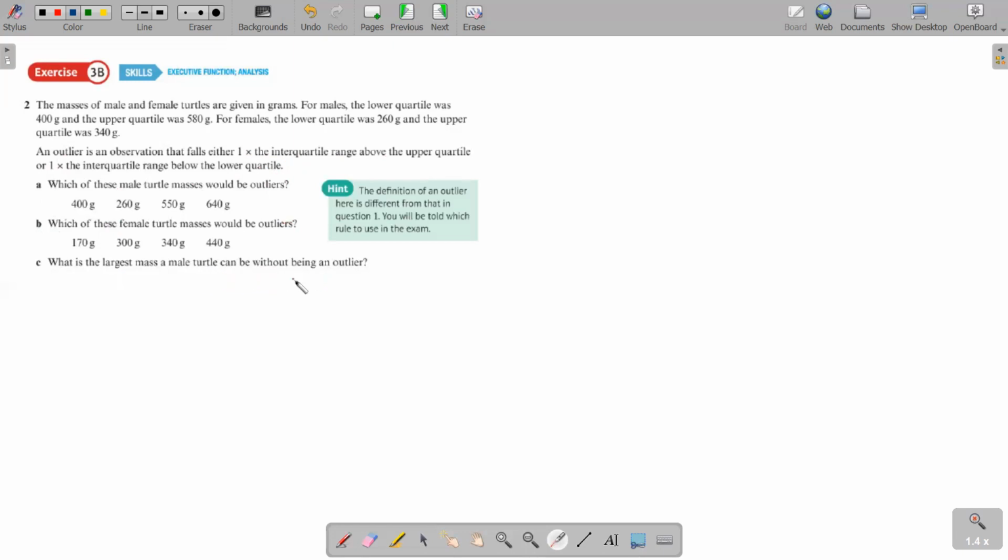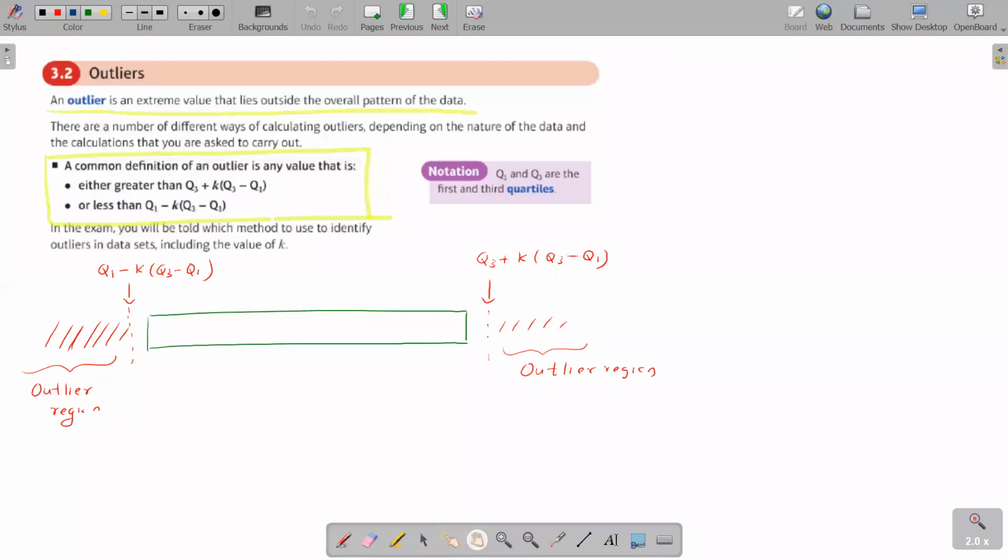Okay, so the first thing you need to understand here is that it's quite similar to the sums that we did previously, but there is a slight difference. In the previous question, you recall that the outlier rule was slightly different, isn't it? So how does the outlier rule go? The common definition of an outlier is any value that is either greater than Q3 plus K times (Q3 minus Q1) or less than Q1 minus K times (Q3 minus Q1). So this K value will be given in the question.